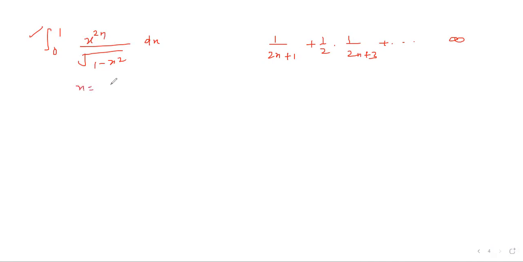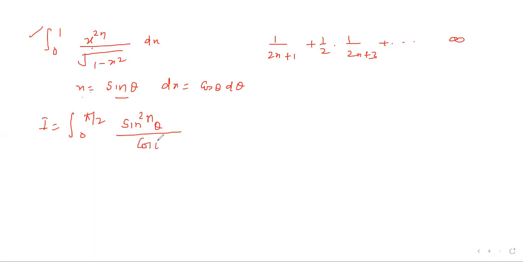Here we put x equal to sine theta. So dx will be cos theta d theta. We can change the limits. When x equal to 0, theta will be 0. When x equal to 1, theta will be pi by 2. So our question will become I equal to 0 to pi by 2, and in place of x, we are going to write sine theta. So here sine power 2n theta divided by, in denominator, we will get cos theta because root of 1 minus sine square theta, and dx will give cos theta d theta. So cos theta will cancel out.